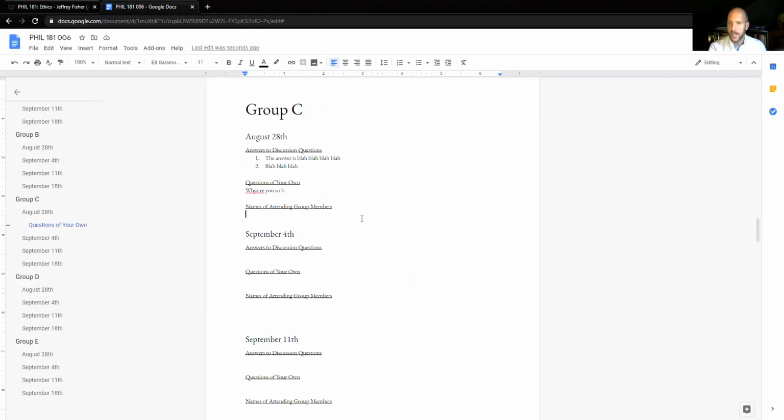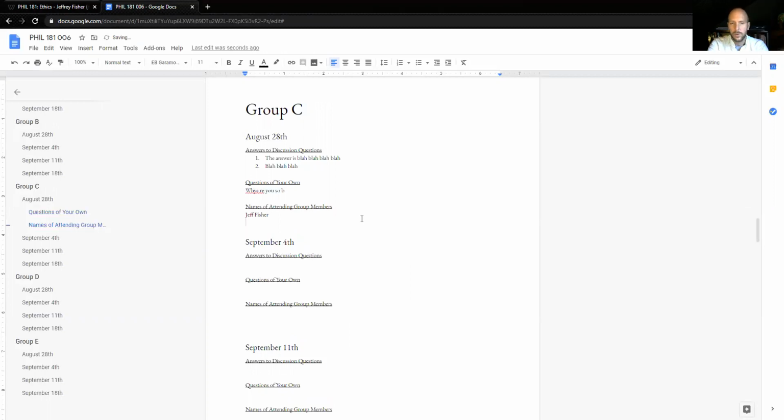but in order to take attendance, I'm going to ask each group member to type their own name in this third section on the document. So I would type Jeff Fisher, if I remember my name. And then the next person would write their name below that. Everyone writes their name there in the Google Doc.